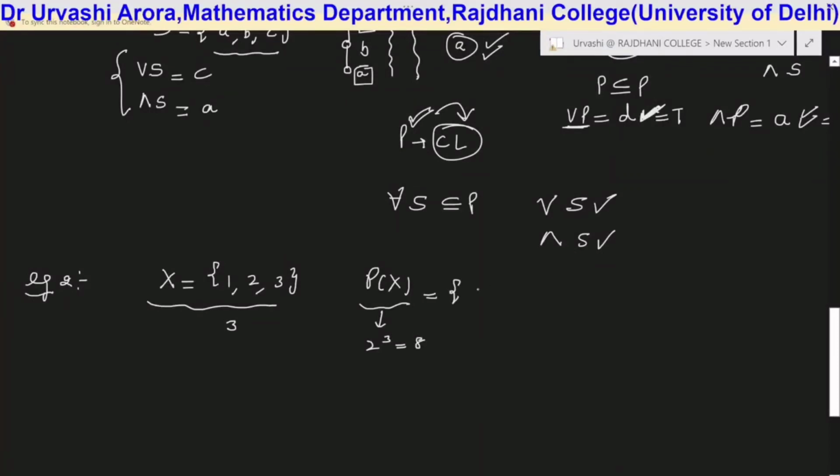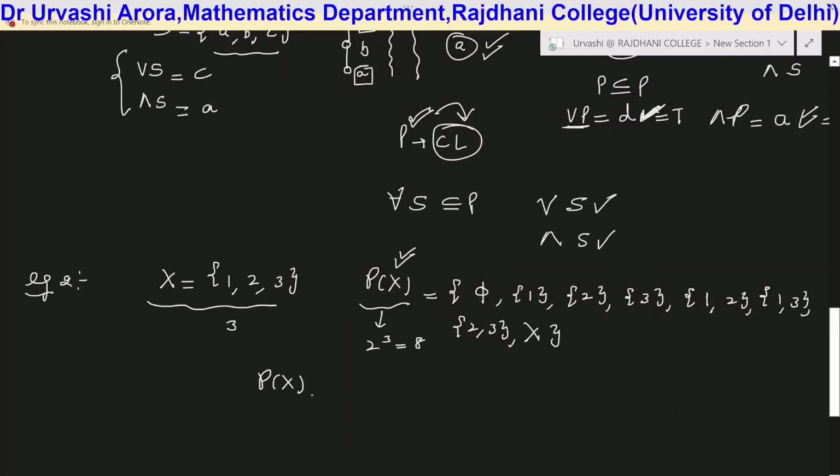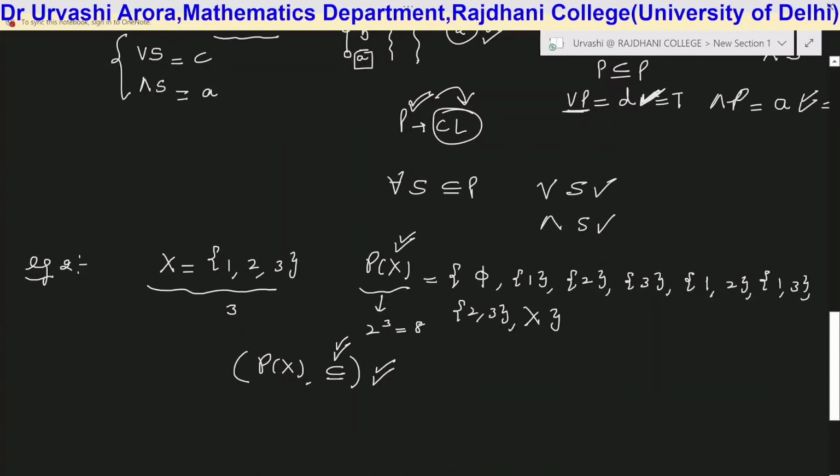Those 8 elements of the power set of X are given by the empty set phi, or the null set, then singletons, that is sets consisting of just a single element, and then sets consisting of 2 elements each, which means {1,2}, {1,3} and {2,3}, and the set X itself. So these are the 8 elements of the power set of X. And we have already seen that the power set of X with respect to the inclusion relation, is contained in or is a subset of, is a poset. That has been discussed in detail in my earlier videos.